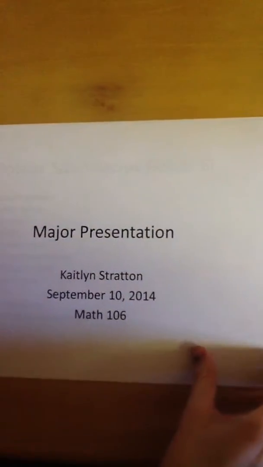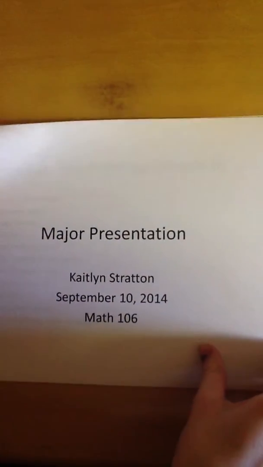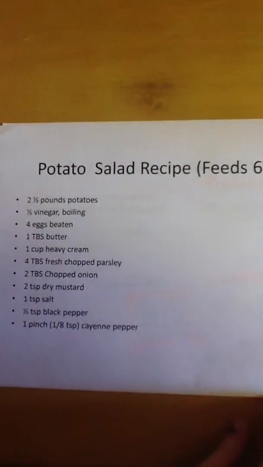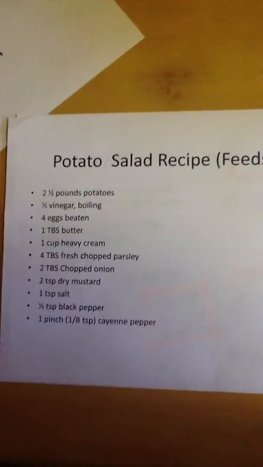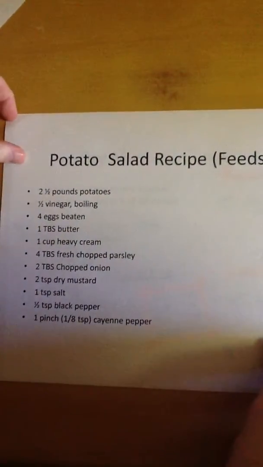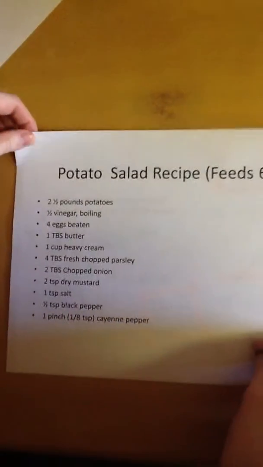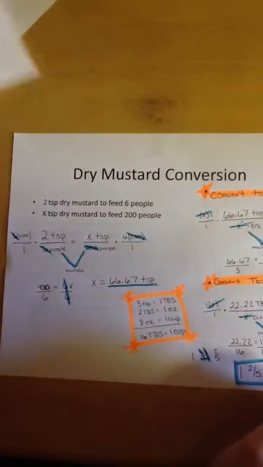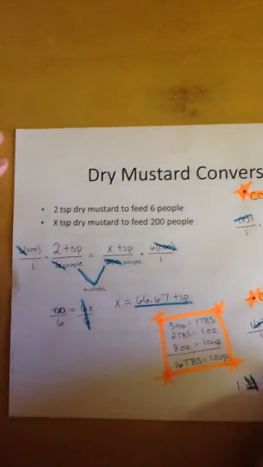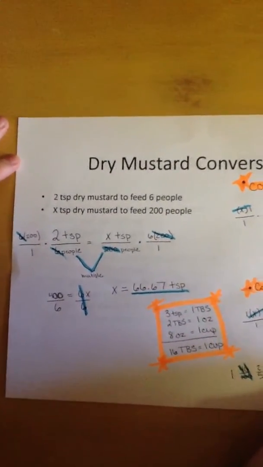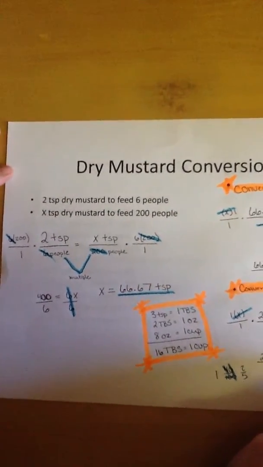Okay, this is my major presentation for Math 106. So this is the recipe that I got, potato salad, and it feeds 6 people. So the problem that I've chosen to convert for you is the dry mustard.